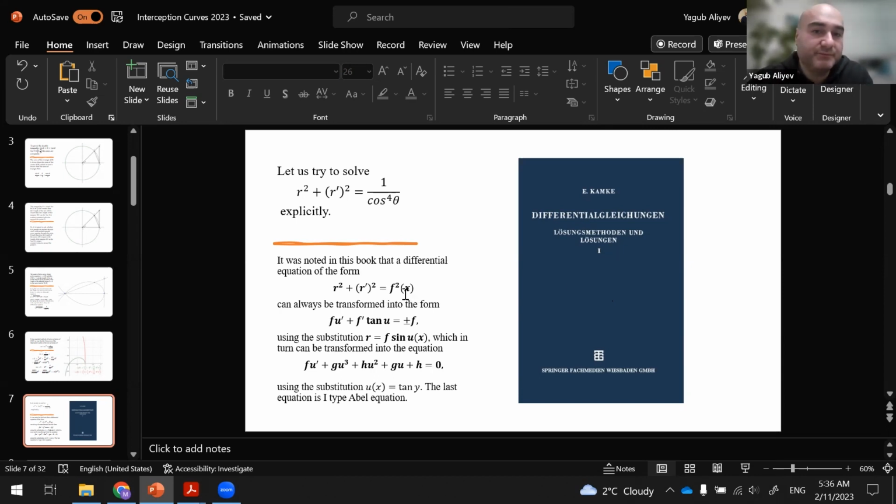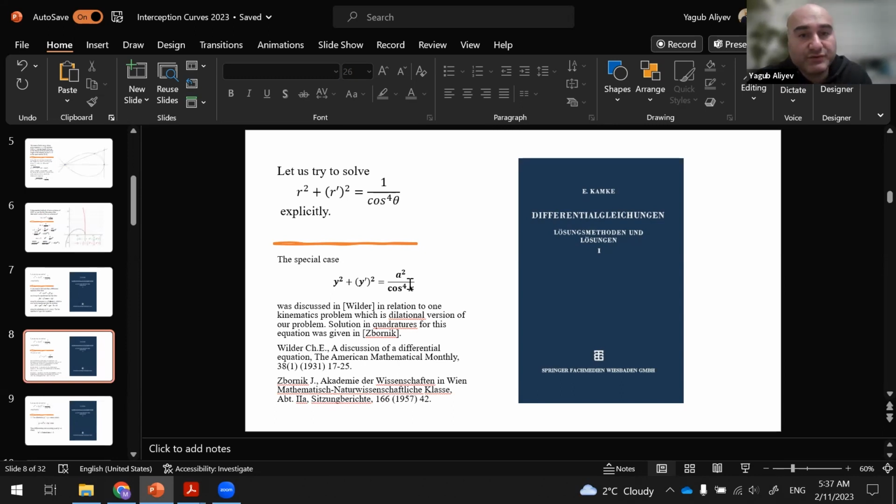In that book, for this type of equations where our f(x) is 1 over cosine squared x, it is recommended to use some substitutions to simplify it. First of all, it was noted that to solve this equation, one can transform it into a first type Abel equation, using the substitution r equals f times sine of u(x). And then using u(x) equals tangent y, you can transform it into Abel's equation.